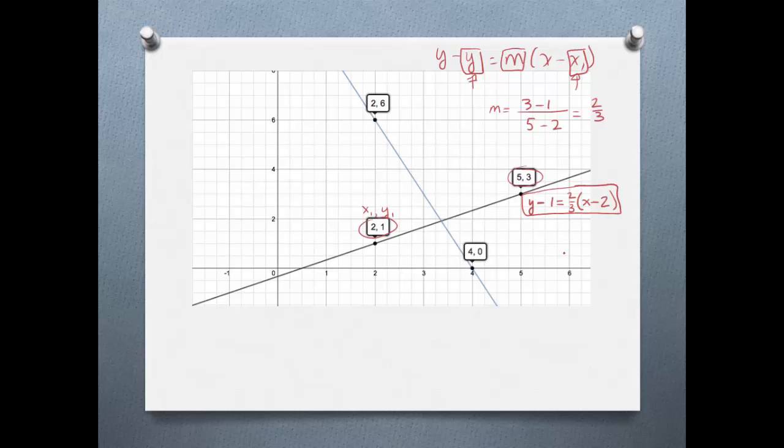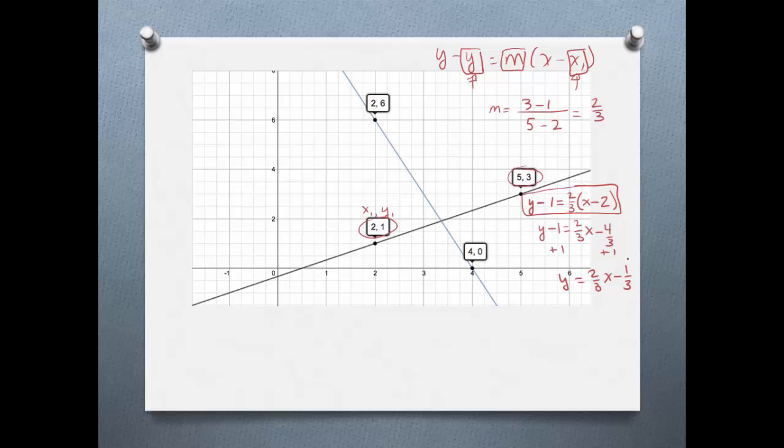So this is the point-slope form of the line. It's also very common once you have that to distribute and isolate your y. If I do that, I'm going to have y minus 1 is 2/3 x minus 4/3. And then if I add 1 to both sides, I get y equals 2/3 x minus 1/3. You'll have to find a common denominator there.